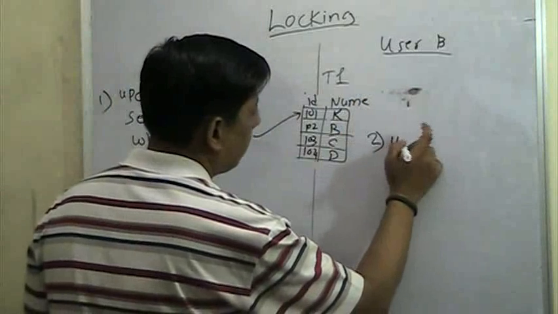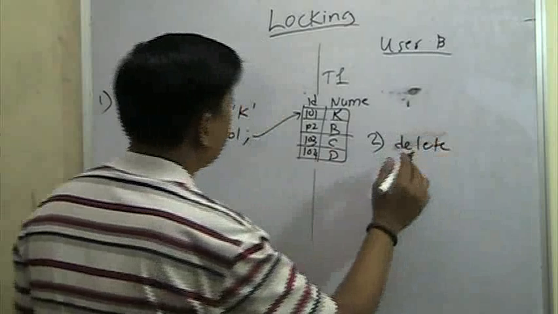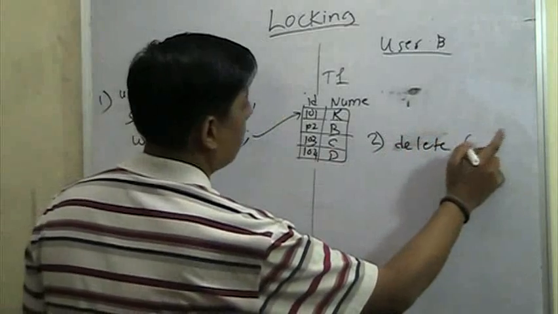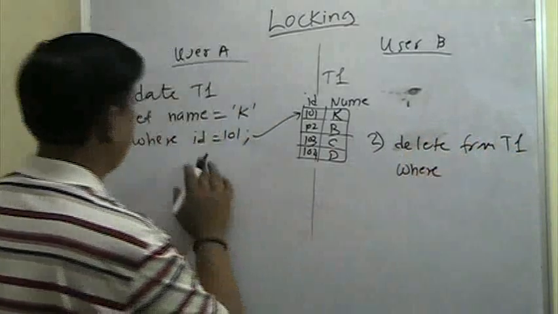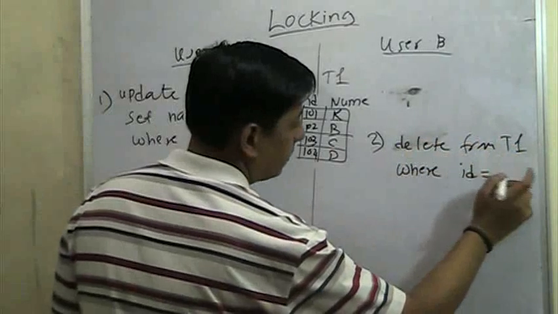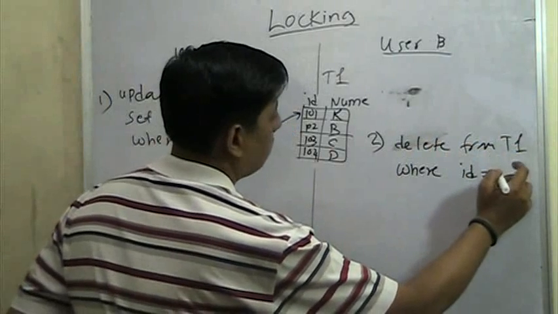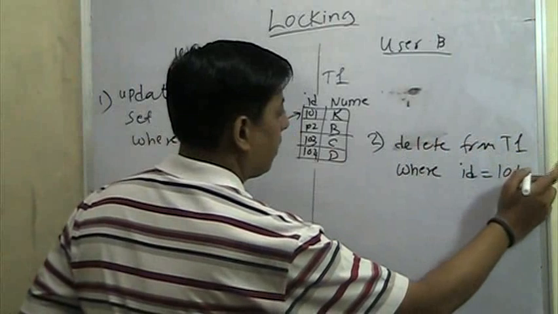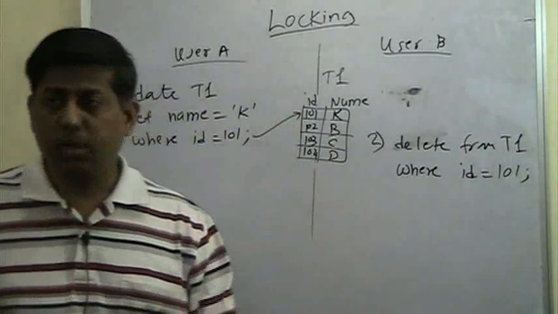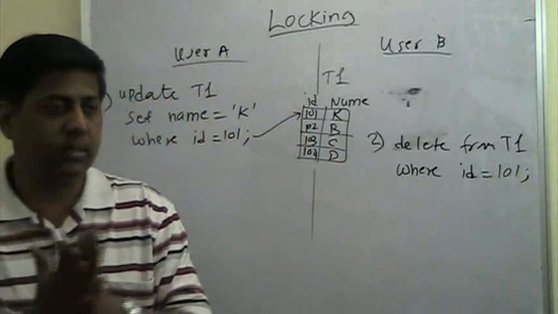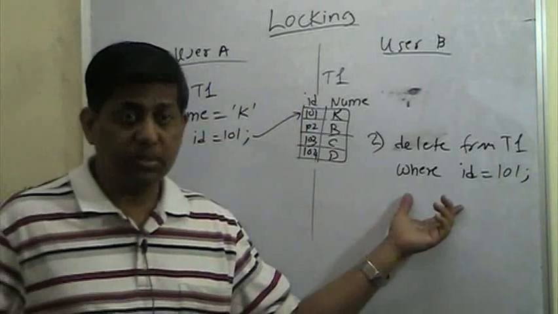He comes in and says update, or let us say he says delete from table where ID is equal to 101. Let us take a simple example. What will happen to this delete statement? Will this work? Will this get an error? What will happen? Will the delete be successful?